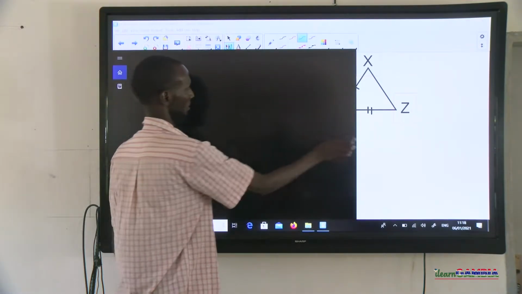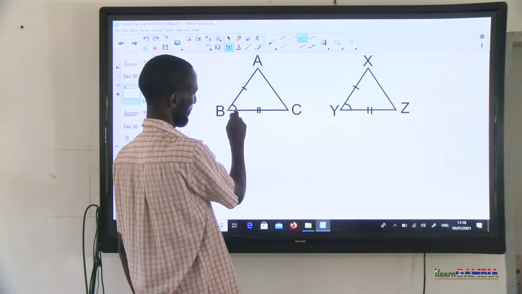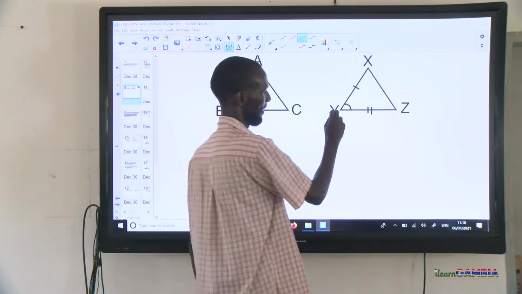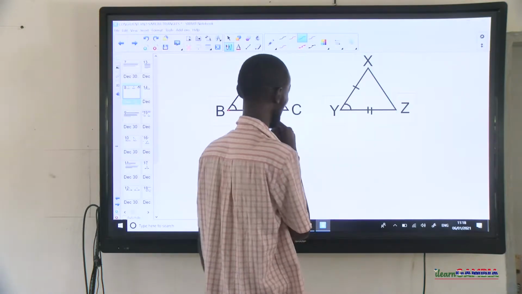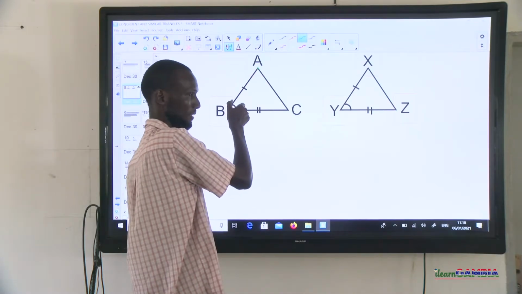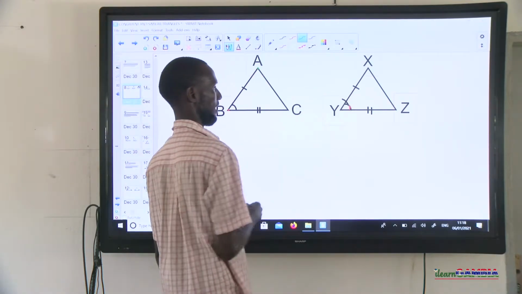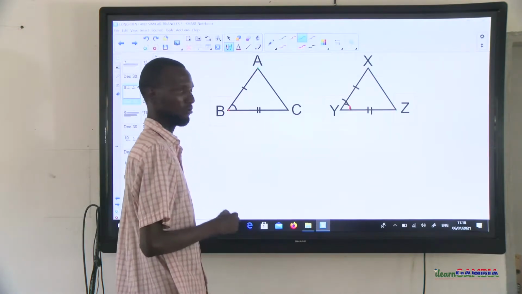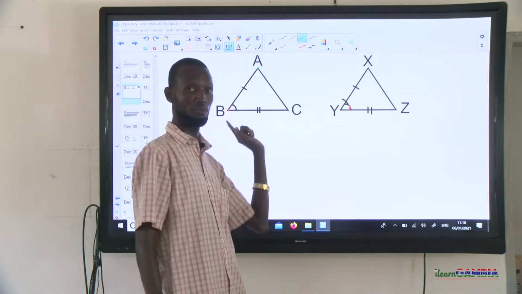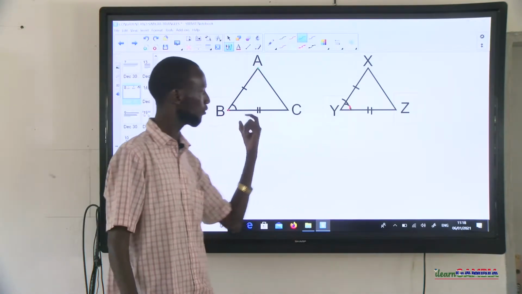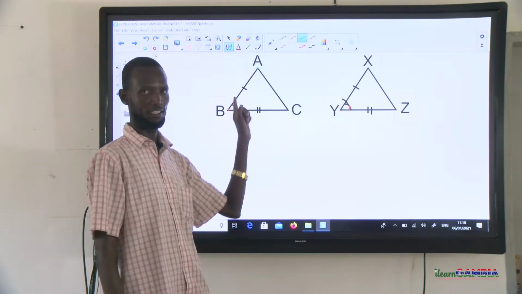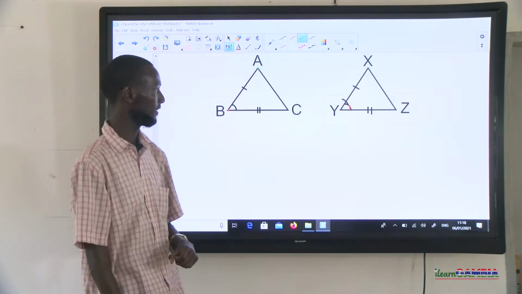Also, side BC of triangle ABC is equal to side YZ of triangle XYZ. And you realize that the angle between those equal sides, that is angle B of triangle ABC and angle Y of triangle XYZ, are also equal. So we have two sides being equal and the angle between those equal sides also being equal. So that's also proof enough that these two triangles are congruent. Okay, that's also a condition that can prove congruency.